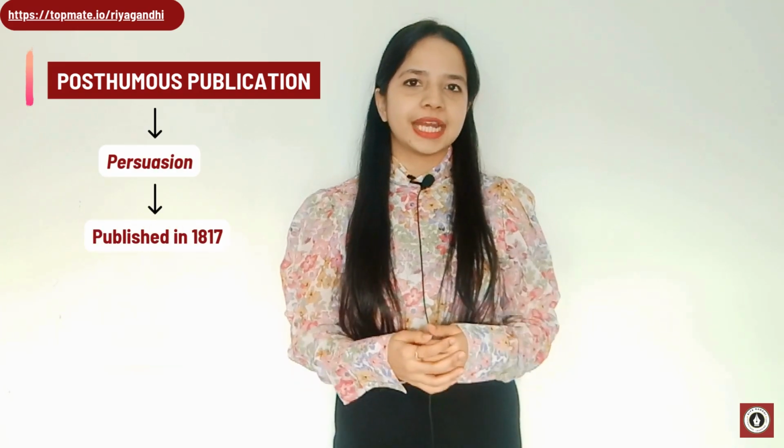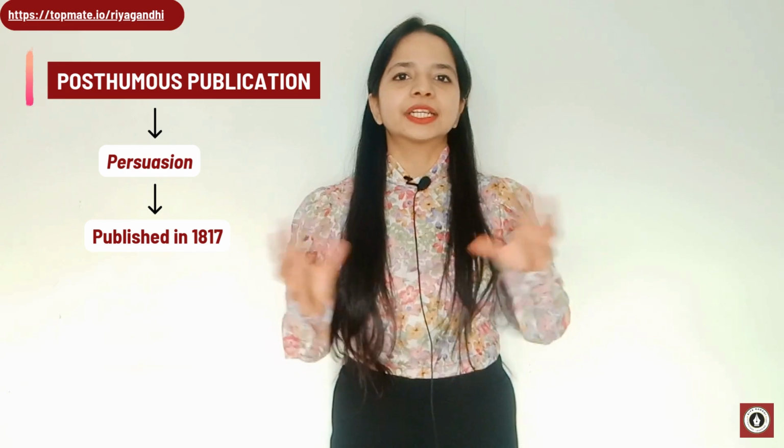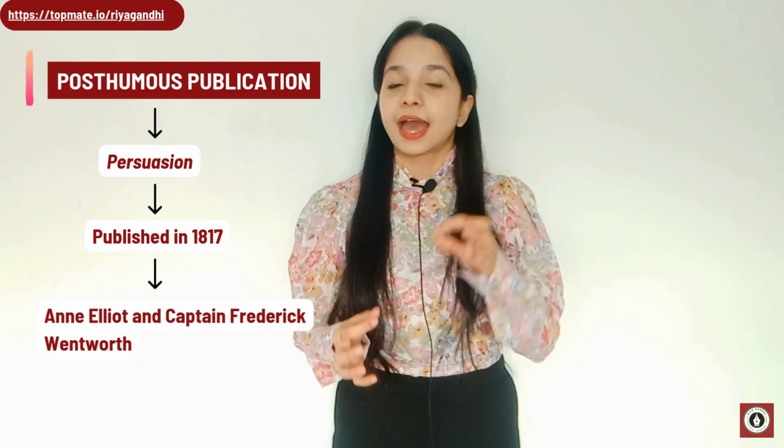The second posthumously published novel of Jane Austen was Persuasion, again published in 1817. It is basically centered around the love story of Anne Elliot and Captain Frederick Wentworth. These were some of the most important novels written by Jane Austen that are extremely significant from the UGC NET point of view. Several questions have been asked related to Jane Austen and her works in this particular exam, so make sure that you go through her life and understand these works in detail before you appear for your UGC NET English exam.